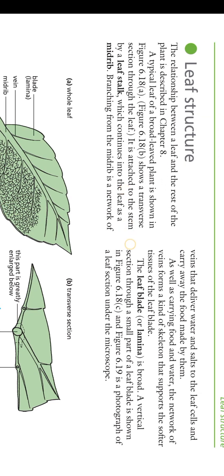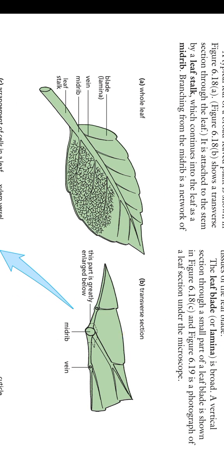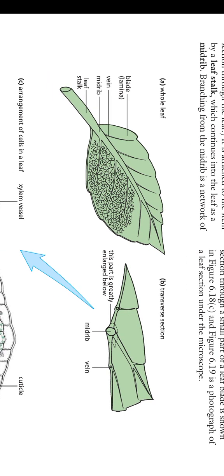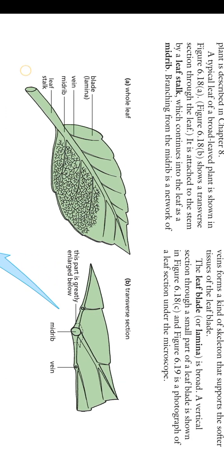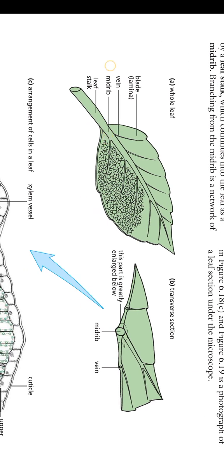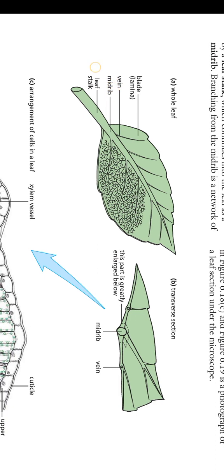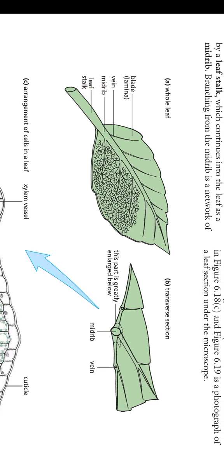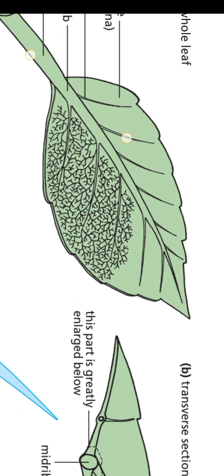Okay, it is attached to the stem by the leaf stalk. So, this is the leaf stalk, and it is attached to the stem or the branch by this leaf stalk, which continues into the leaf as the midrib. This is the midrib in the center, and this is the leaf stalk. And from the midrib, these are the smaller veins. So these are the veins, this is the midrib, and this is the leaf stalk.